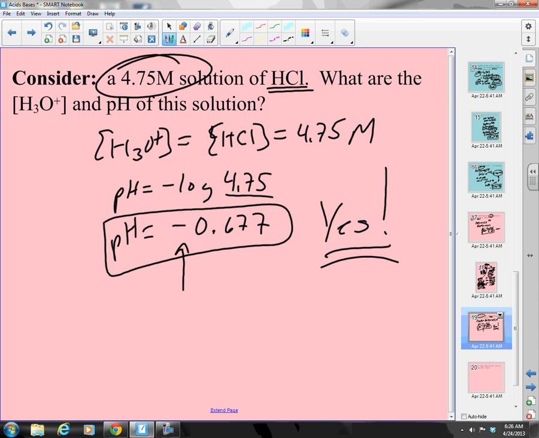By the way, what's the pOH here? Well, the pOH would be 14.677. Wow! You mean I can have a pOH greater than 14? Yes, I can, and I do, and you can see that it is bigger than 14.